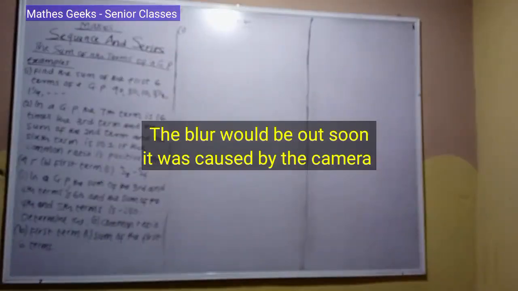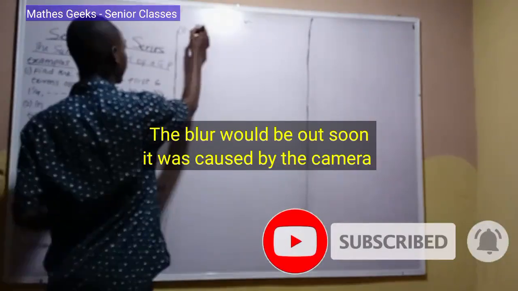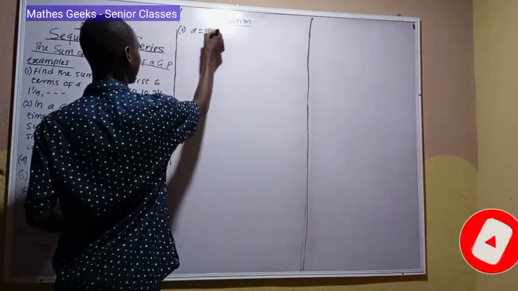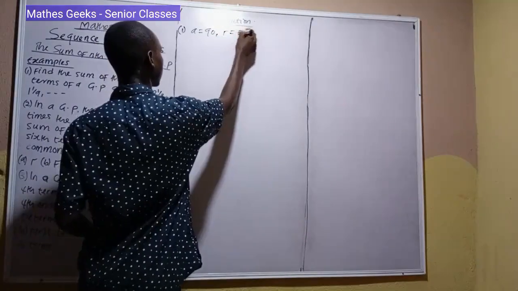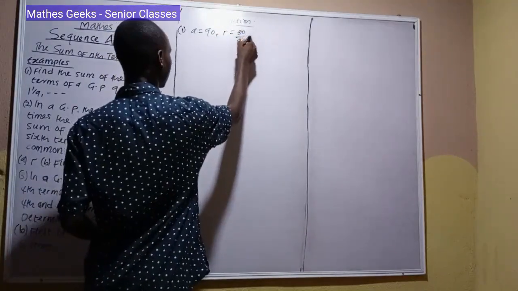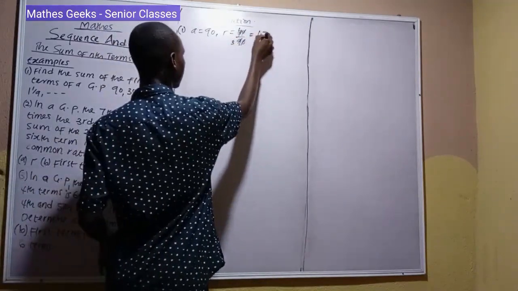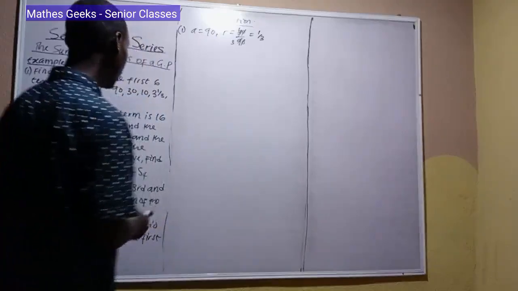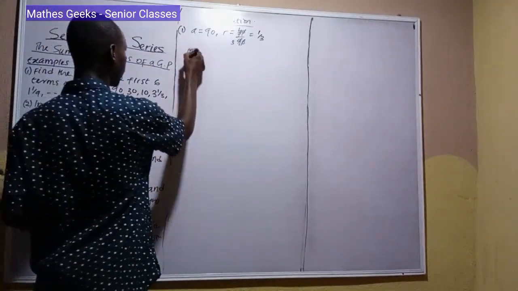Number 1. Find the sum of the first 6 terms of a GP: 90, 30, 10, 3 1/3. So the first term is 90 and the common ratio is 30 over 90, which is 1 over 3.